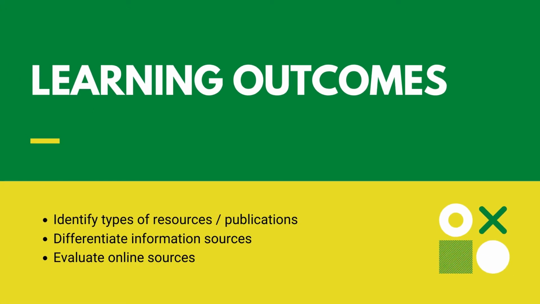Here are our learning outcomes. First, we identify the types of resources or publications. The second one is we will be differentiating the information sources. And lastly is the main event, which is to evaluate online sources. Are you ready? Let's start.